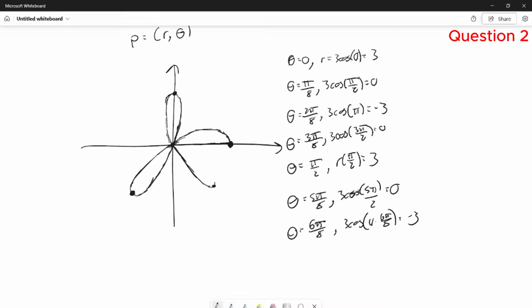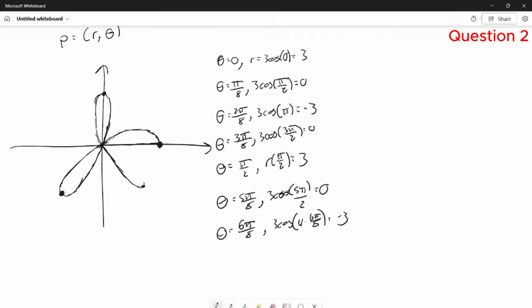If I can just draw, hopefully. Okay, I'll move over to this side. Theta equals 7 pi over 8. We get 3 cosine of 4 times 7 pi over 8. We get 7 pi over 2. That equals 0. We go back to the origin.